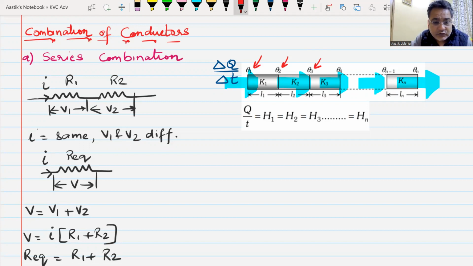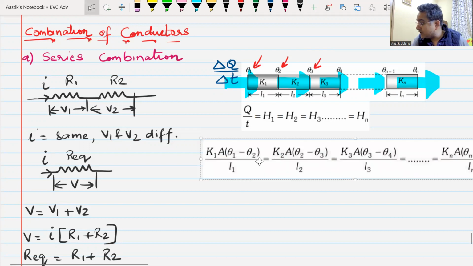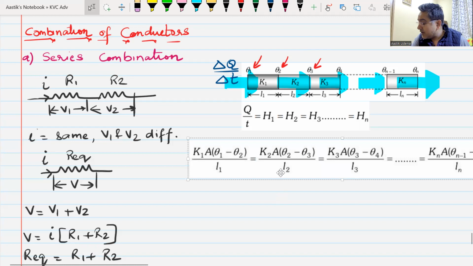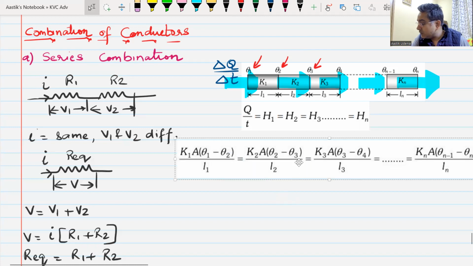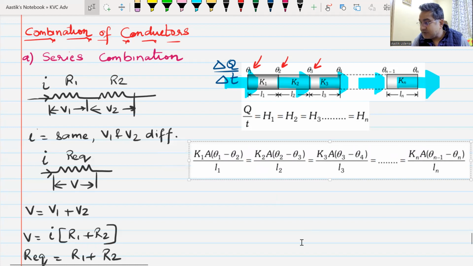Heat current flowing through all the rods is the same. So if I find the heat current through rod 1, that will be equal to the heat current through rod 2, that will be equal to the heat current through rod 3 and so on. Yes or no? Yes, sir. First listen to me, then you can write it. I'll give you time to write it. Right? Heat current will be the same.